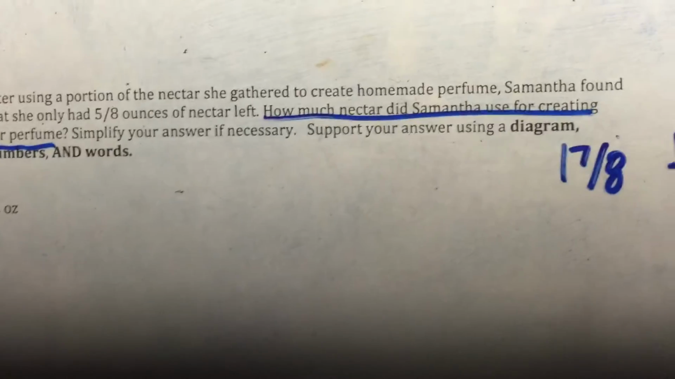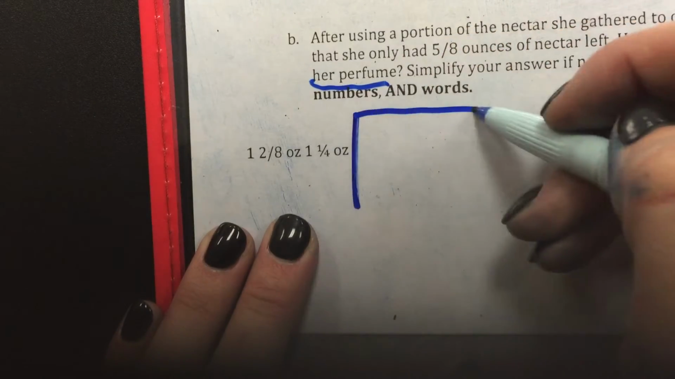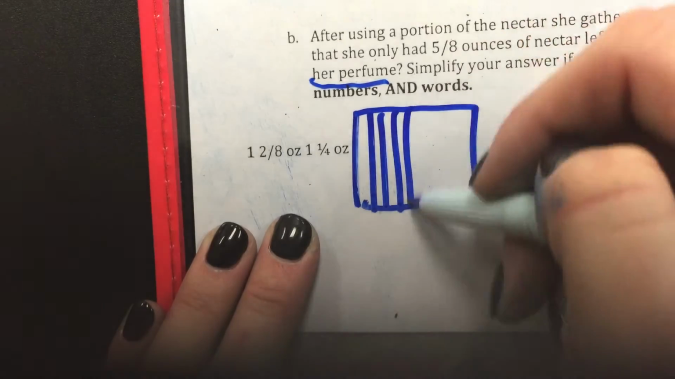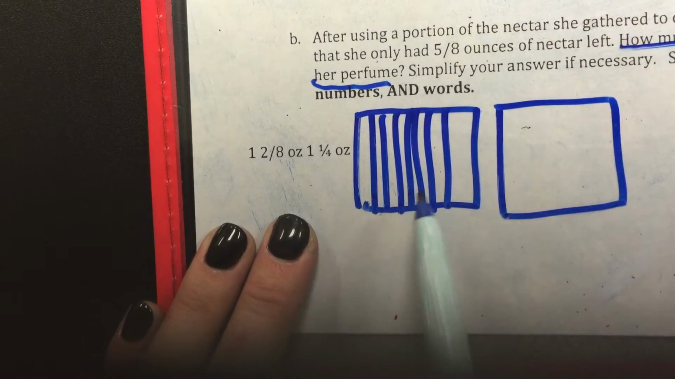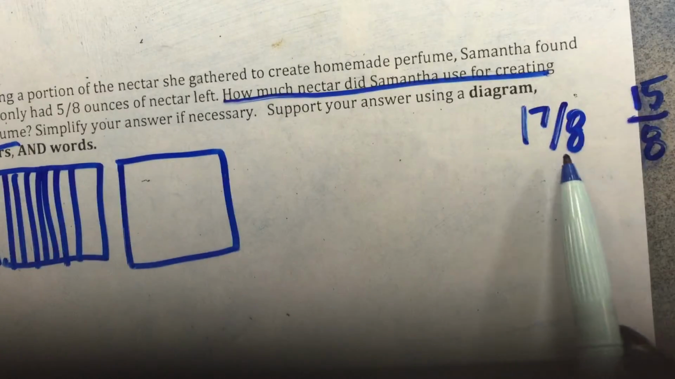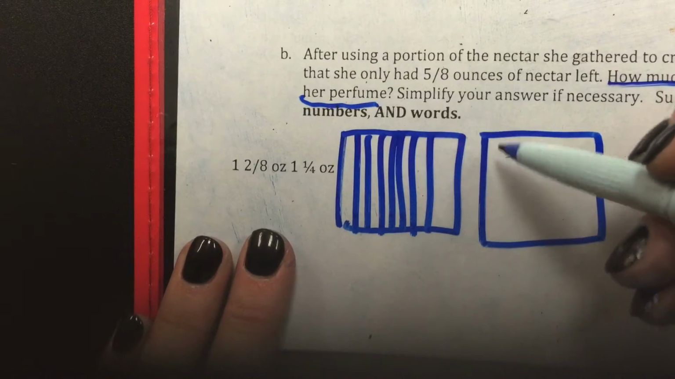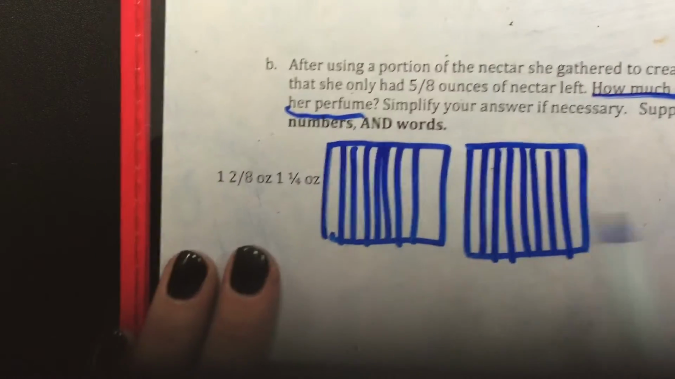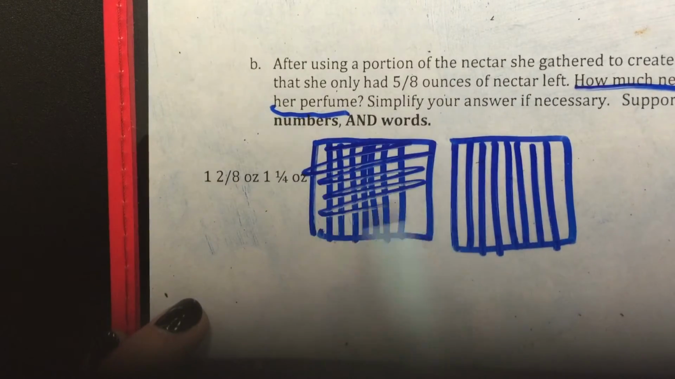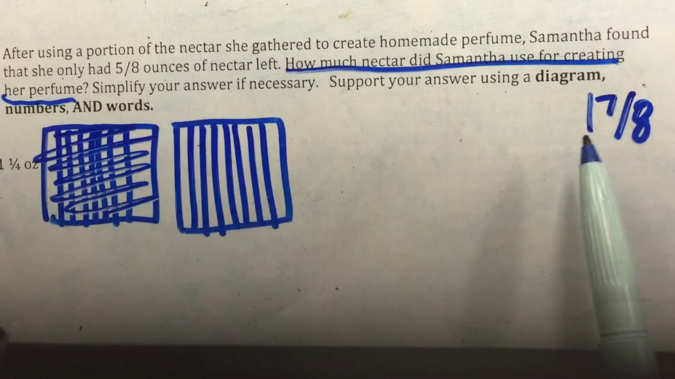So let's go over here. I'm going to draw a picture. 15/8. Let me draw that. So it's going to be broken into 8s. 1, 2, 3, 4, 5, 6, 7. But we're going to have more than a whole because it's 1 7/8. So let's draw another 8s. 1, 2, 3, 4, 5, 6, 7. So we know this whole one is going to be colored in, plus 7 of this one.